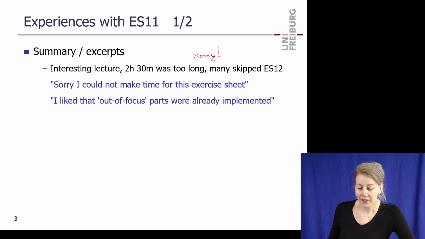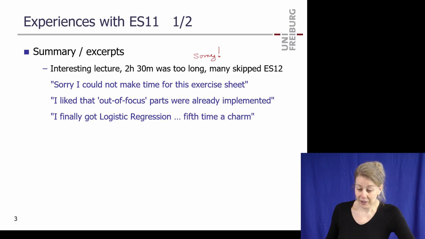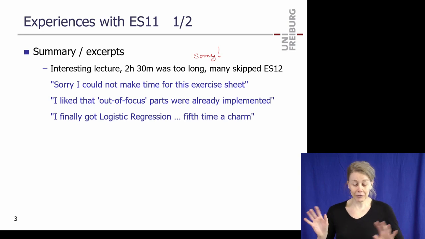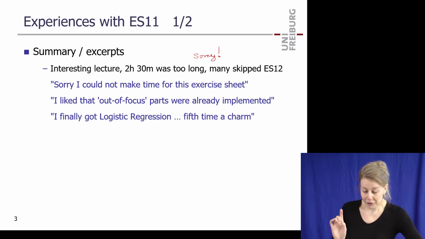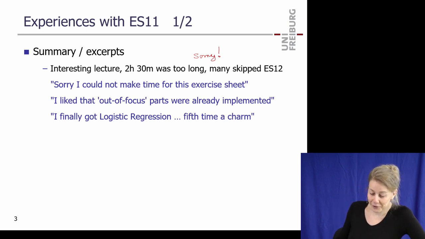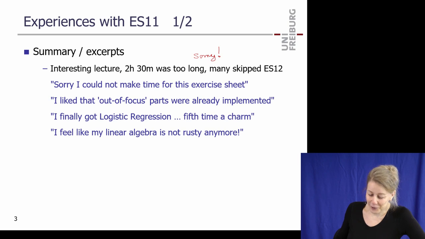Many of you wrote something like that. I like that out of focus parts were already implemented. We did that for all the exercise sheets, like the boring stuff, reading in things and so on. They were just given to you, which is a lot of work if you have to do it yourself. Somebody said they heard logistic regression the fifth time already. Several of you said something like this: third time naive Bayes, fourth time logistic regression, but they never really understood it, and now they got it. Okay. Take it as a compliment, or maybe it's just the fifth time.